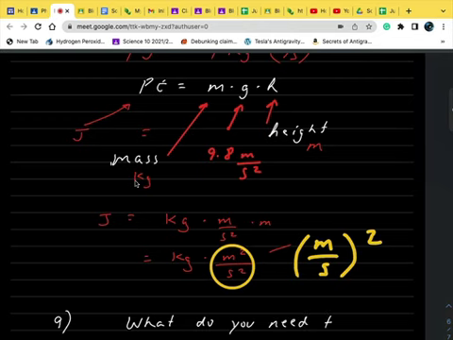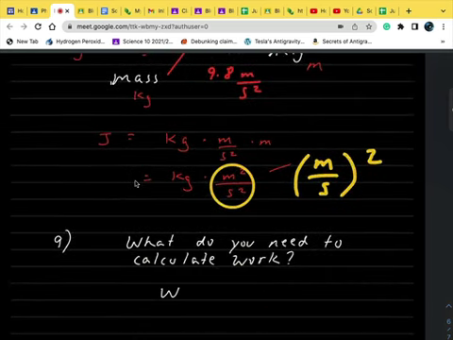Actually, I did throw it in, but later on, but I'll do it now. It actually makes more sense to do it now. What do you need to calculate work? There's more to this than you think. So that's work. Work is the same unit as energy, joules. What do you need to calculate it?